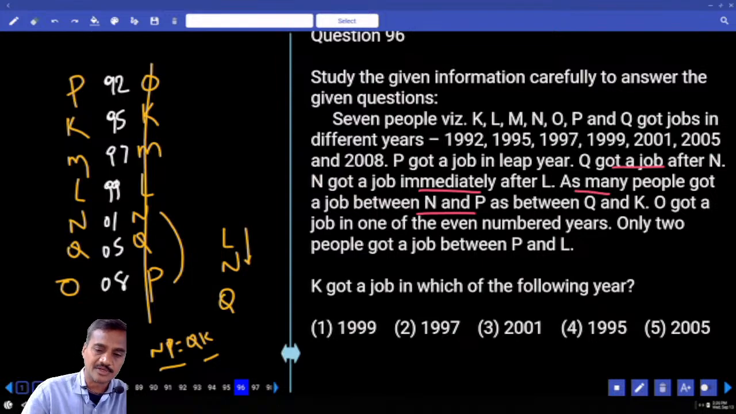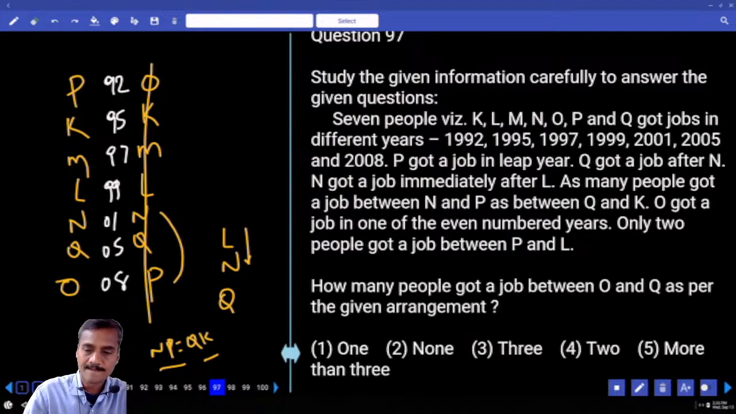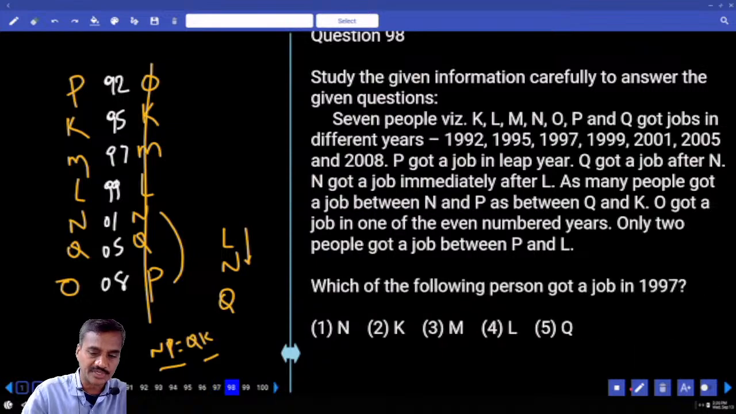P, K, M, L and Q, O. K got a job in which of the following years? K got a job in the year 95, choice 4, 96. Then how many people got a job between O and Q? Between O and Q there is no one, none, that is choice 2, 97.